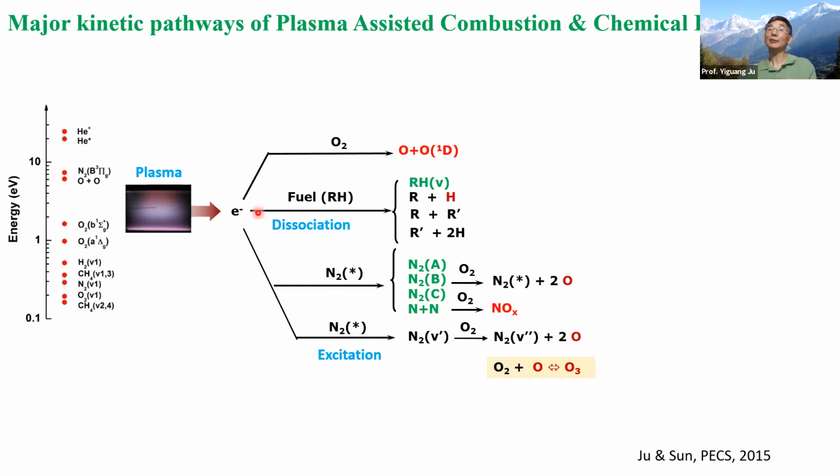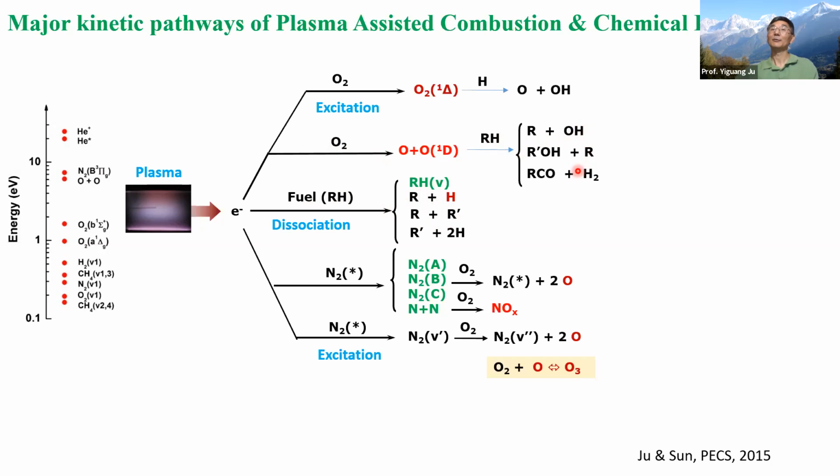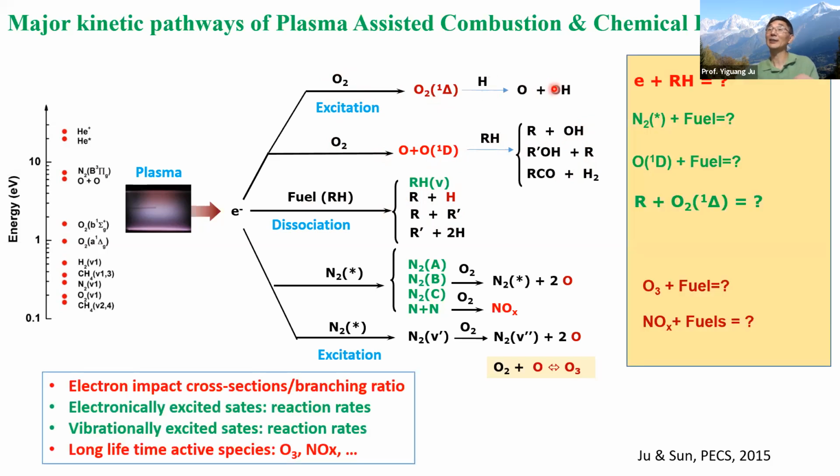For fuel, electrons collide with fuel, they break down the fuel into vibrational excitation and radicals and other things. With oxygen, they can dissociate oxygen into O and O singlet D, and these will react with fuel, generate OH radicals and fuel radicals. And also electrons collide with oxygen, generate O2 singlet delta, and these accelerate reactions. All these things generate new reaction pathways unfamiliar to combustion.